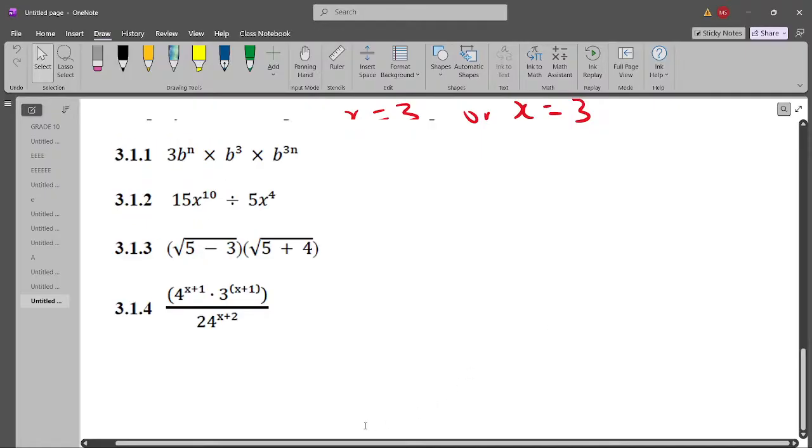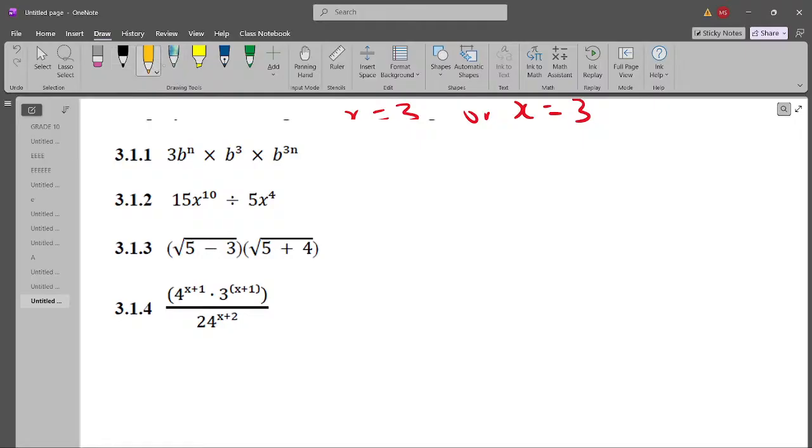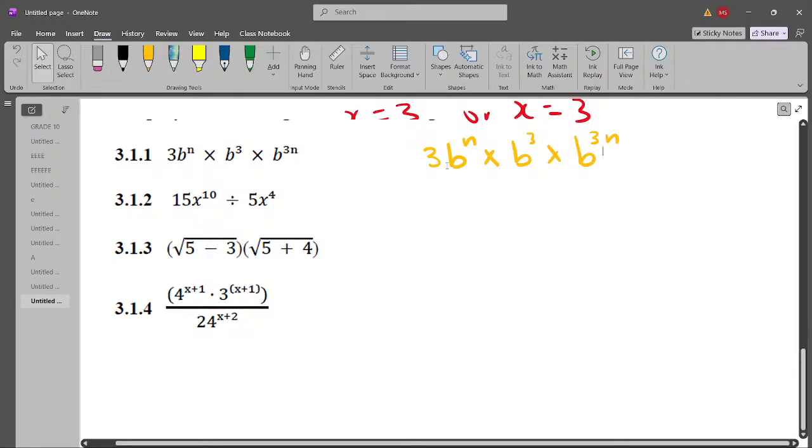Okay, let's start with the first one. Let me just rewrite it. We have 3b^n multiplied by b^3, multiplied by b^3n. Remember, the laws of exponents, what do they say? When you multiply the same base, you add the exponents. When you divide the same bases, you subtract the exponents. Those are the basic laws of exponents that you need to know. So in this instance, we are multiplying the same base b, so we must add the exponents.